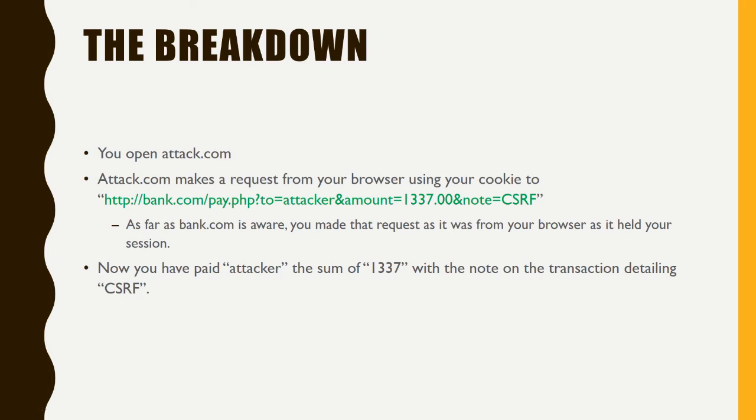Next, let's go through a breakdown. You open attack.com. Attack.com makes a request from your browser using your cookie to bank.com, paying the attacker a sum of 1337 with the note on the transaction detailing CSRF. Now, just to go through it, in short, you have your browser, you're signed up to bank.com with your account. When you go to make a payment, every single time it will go to pay.php and then it will detail where you're paying it to.